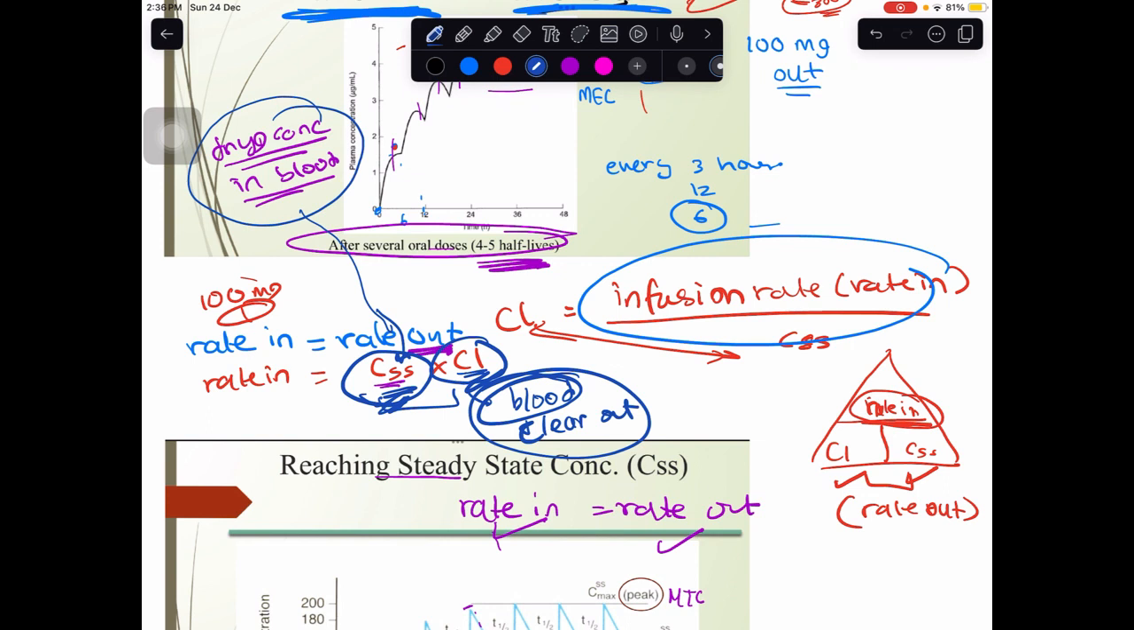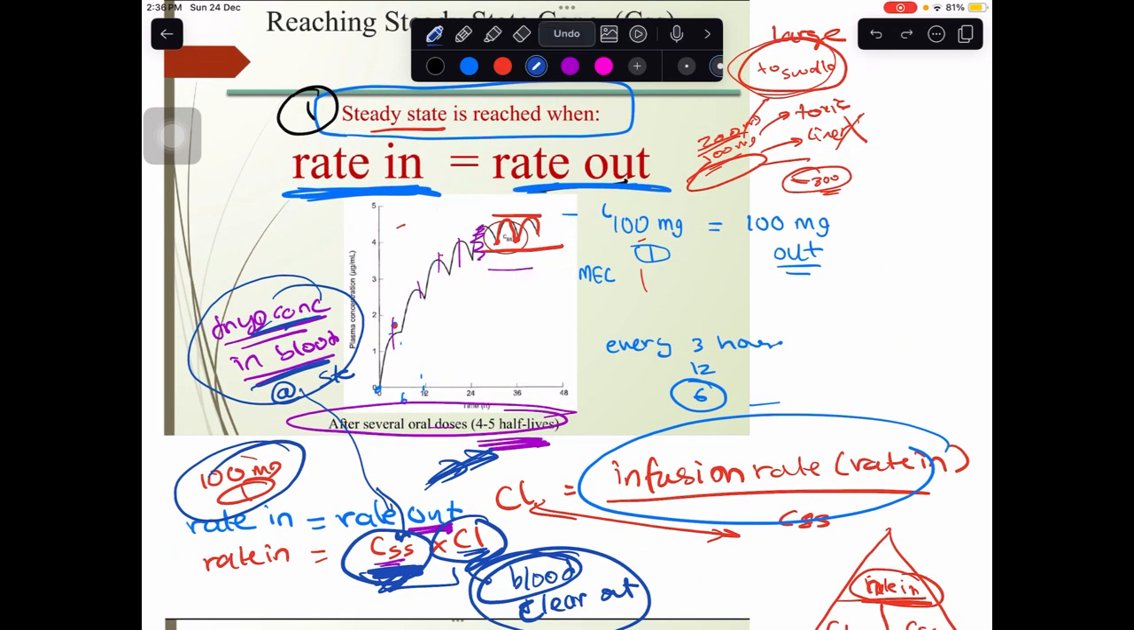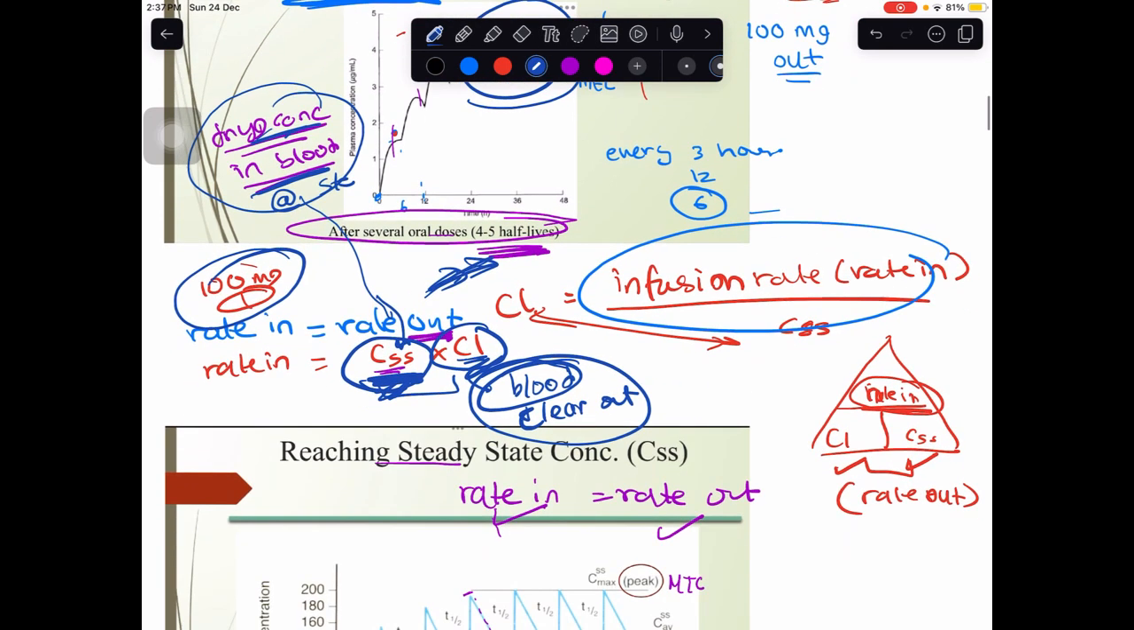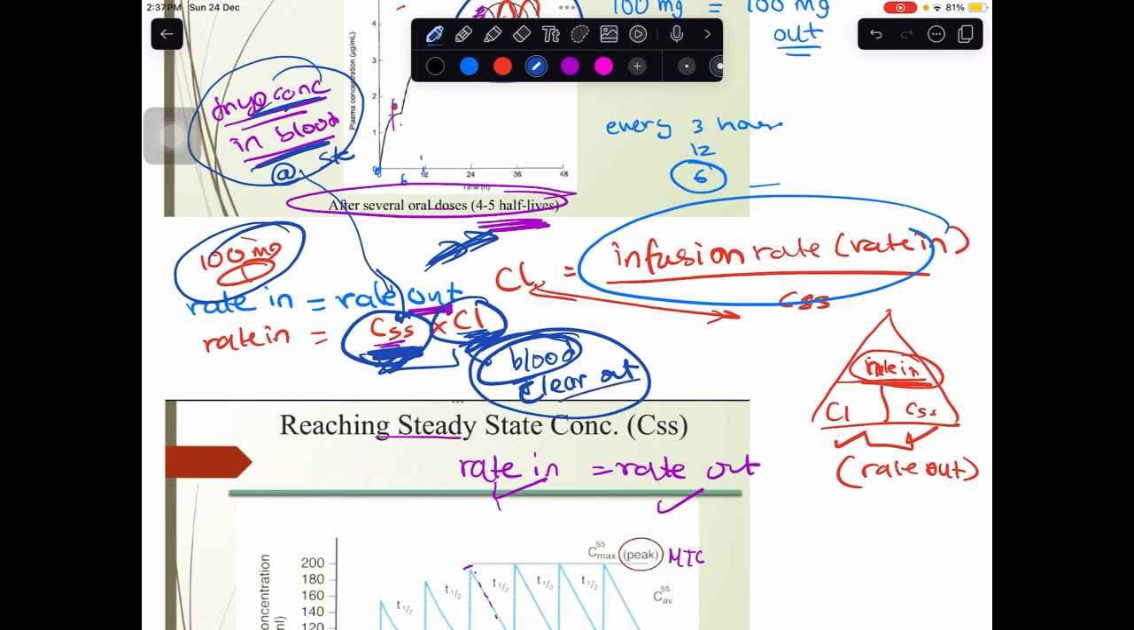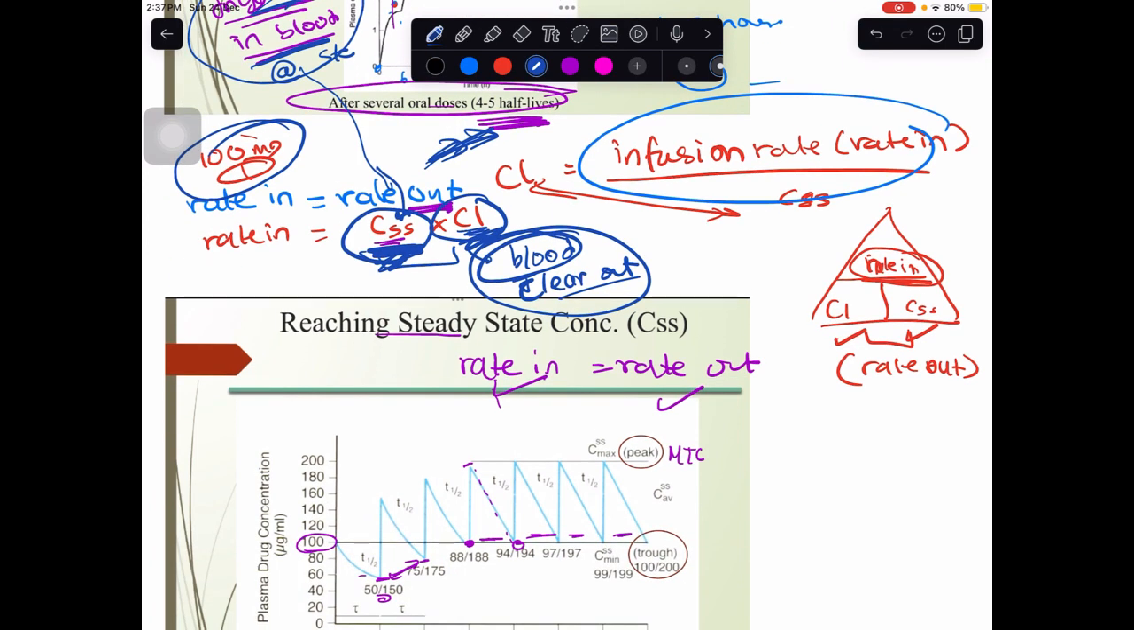What does rate out mean? Rate out is how much is being removed. I took 100 milligrams, how much is being removed? The CSS, the drug concentration in the blood at steady state, which is what we are trying to achieve in my body. This is what I'm achieving, the CSS. So obviously it's the CSS times the clearance, because the clearance equals the amount of the blood that is required to clear out. So this is the actual equation.